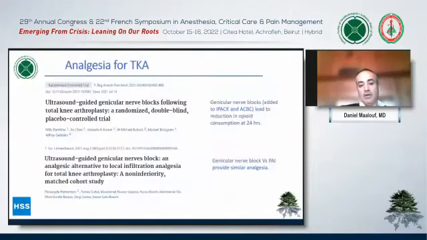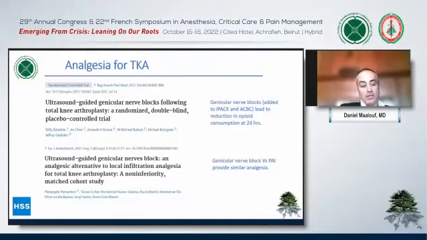There are also other new blocks that have become more popular. There's a group from North Carolina where they added genicular blocks to the mix of blocks that they do for their total knee arthroplasty patients. They found that by adding a genicular block to an IPAC and to an adductor canal catheter, they're able to decrease opioid consumption for these patients in the first 24 hours. Also, another group compared genicular blocks to periarticular injection, and they were similar.